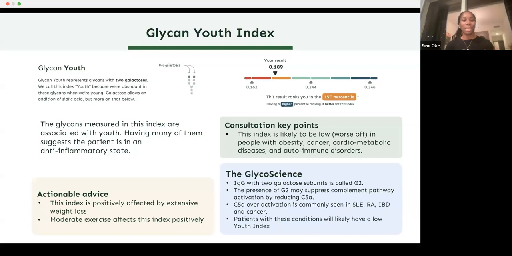This is really helpful if you're doing a program with the client or patient. You have some of their history, you understand their family history, and you can use this to triangulate what might be going on.